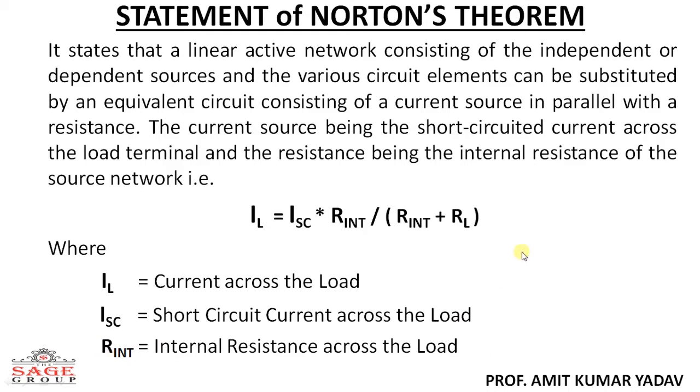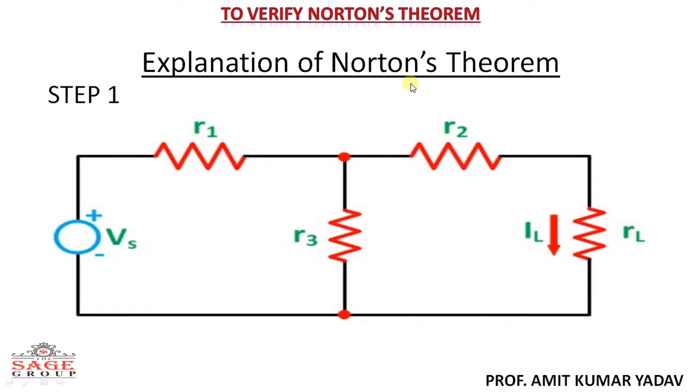Okay, now in simple words we can say that Norton theorem and Thevenin theorem are almost the same, both have the same application. The only difference is that in Thevenin theorem we find the Thevenin voltage across the load terminal, but in Norton theorem we find the short circuit current across the load terminal. That's why the formula of Norton theorem changes, but both theorems are almost the same. Okay, let us understand the Norton theorem with an example.